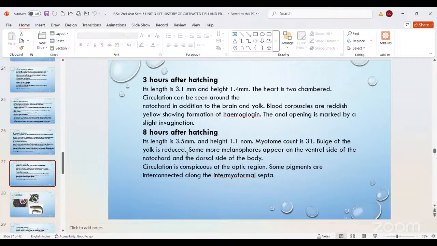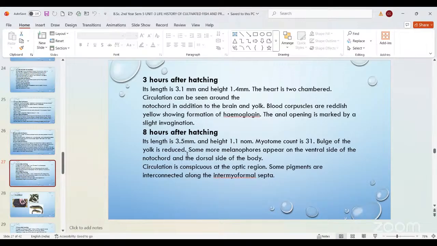Next, 3 hours after hatching. Its length is 3.1 mm and height is 1.4 mm. The heart is two-chambered. Circulation can be seen around the notochord in addition to the brain and yolk. Blood corpuscles are reddish yellow, showing formation of hemoglobin. The anal opening is marked by a slight invagination.